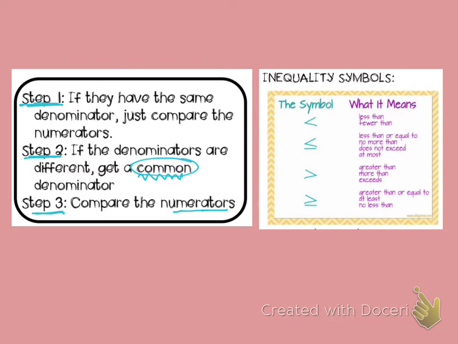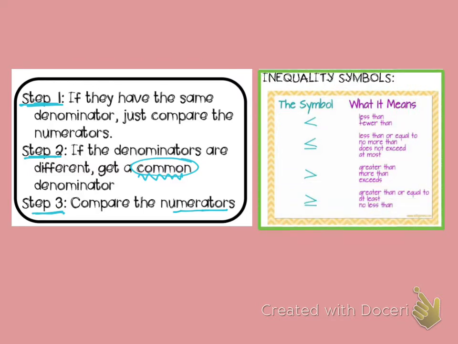I wanted to go over the inequality symbols real quick. So here we're going to just use less than or greater than for today. So if we look here, this first symbol is less than, which is fewer than, and then this symbol is greater than. Okay, and then obviously we also have our equal to symbol.